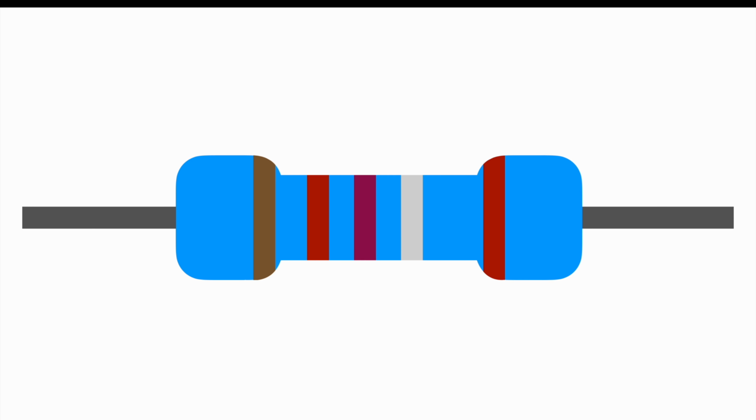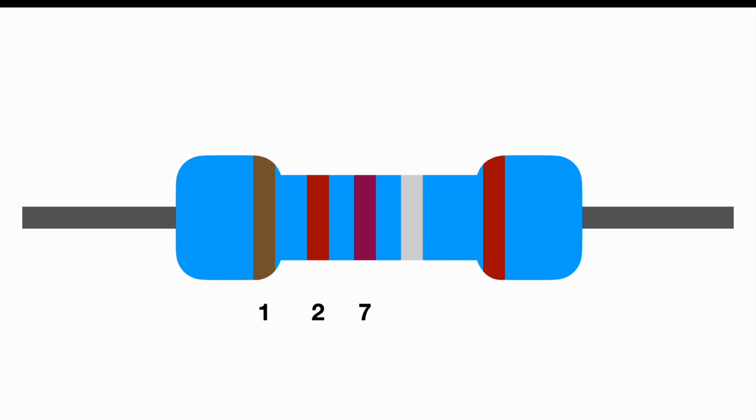So in case this additional ring is introduced, this ring here in the middle is also a value. So we have the first 3 rings as value digits. The next one is the multiplier, and the last one is the tolerance again. But let's finally figure out which value this resistor represents. So the first ring, the brown ring, is a 1. The second one, the red one, is a 2. And the third one, the purple one, is a 7.